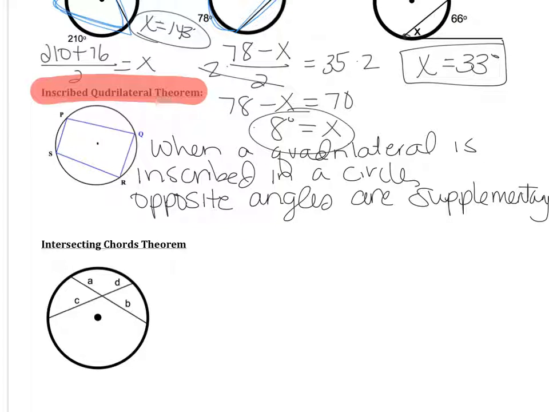So opposite angles. So angle S and angle Q are opposite, and angle R and angle P are opposite, which means they're supplementary. So angle S plus angle Q equals 180 degrees. And angle P plus angle R also equals 180 degrees. So whenever you have a quadrilateral inside a circle, its opposite angles are supplementary.